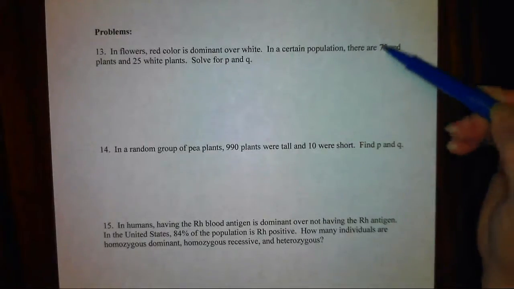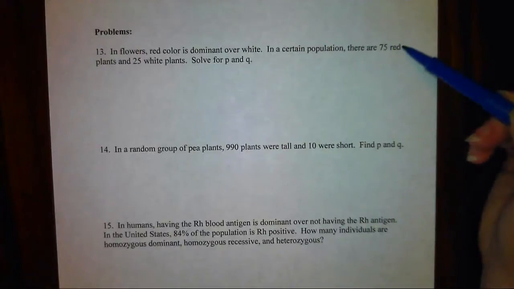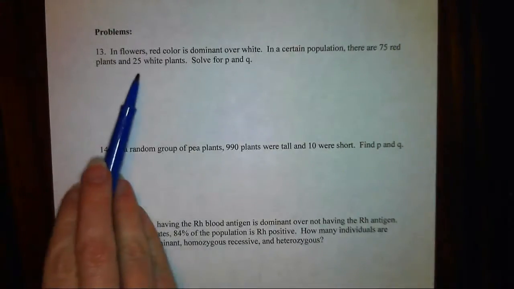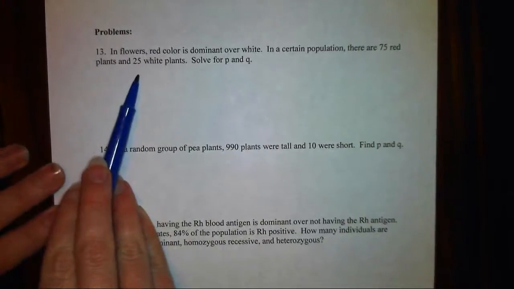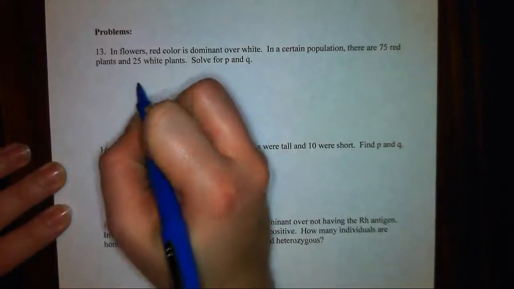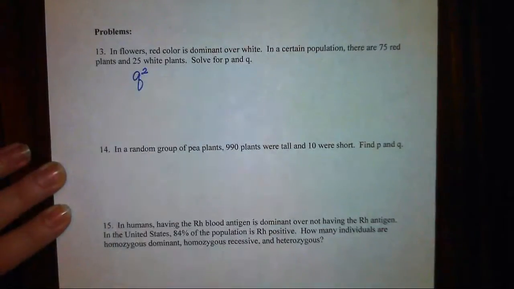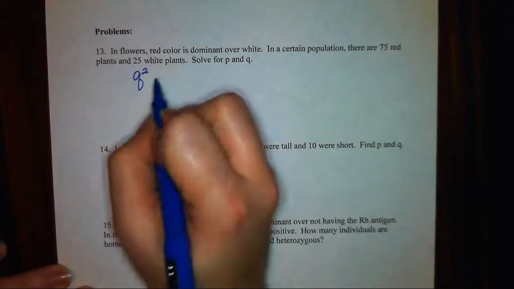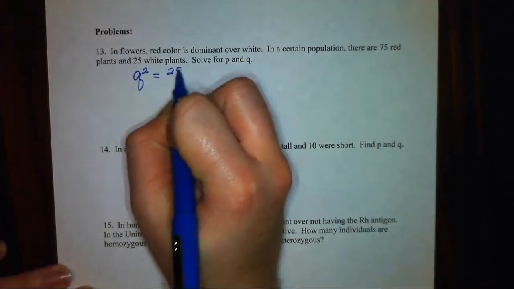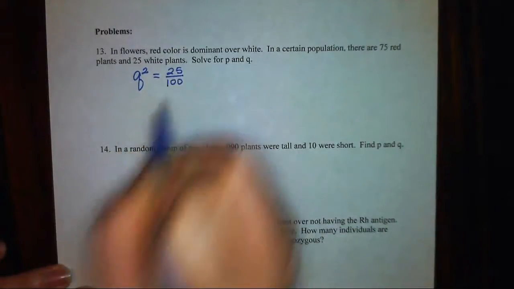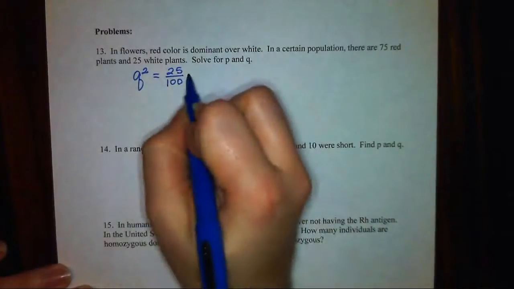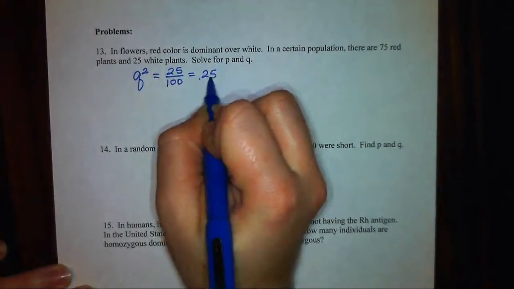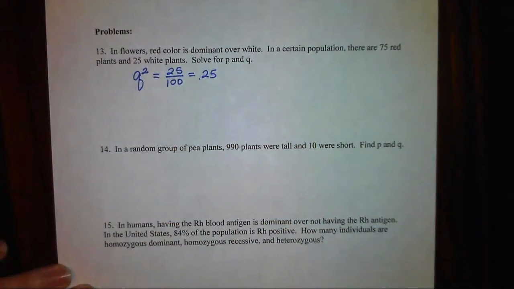So since I can't determine which of these are homozygous dominant versus heterozygous, I'm going to start with the white plants. You know the white plants for sure have to be homozygous recessive. And going back to our variables, q squared represents our homozygous recessive individuals. So for this problem, q squared is going to equal 25 out of 100, 100 being our total, 75 plus 25 is 100. I'm going to write that as a decimal so that I get q squared equals 0.25.